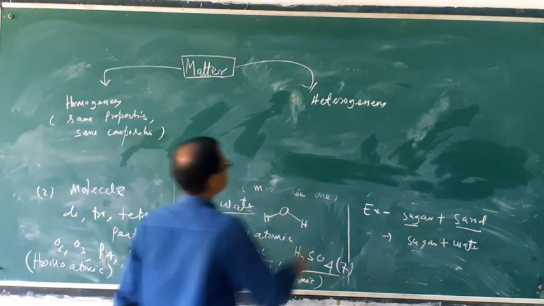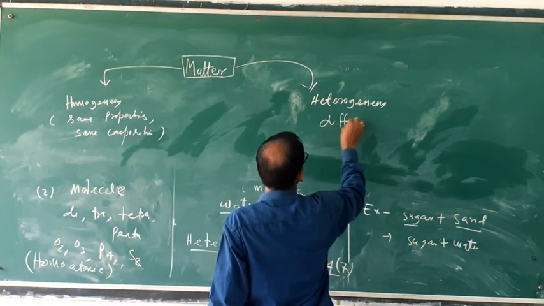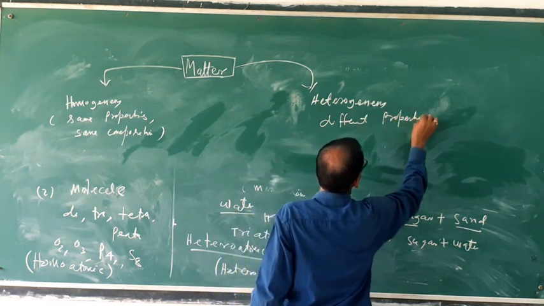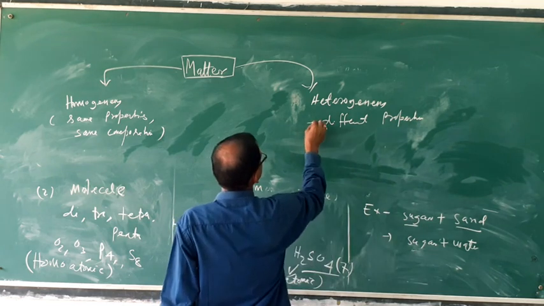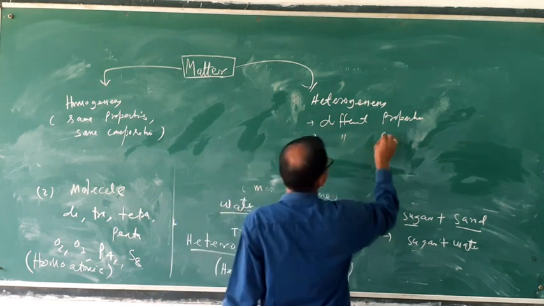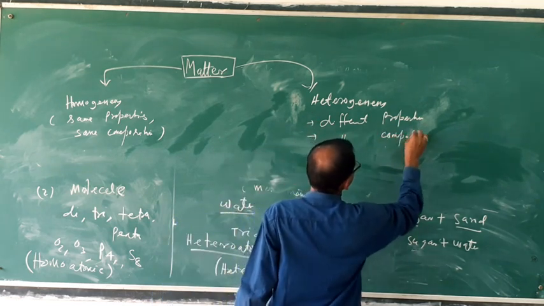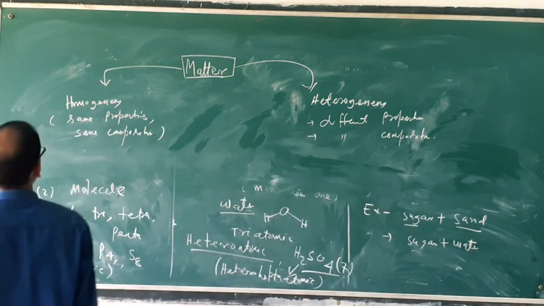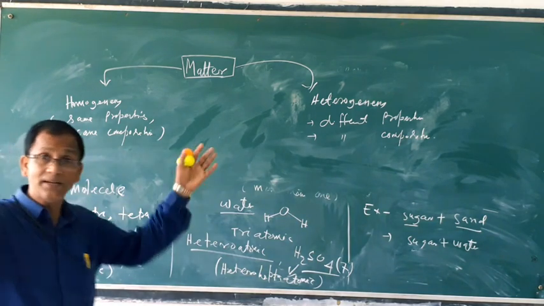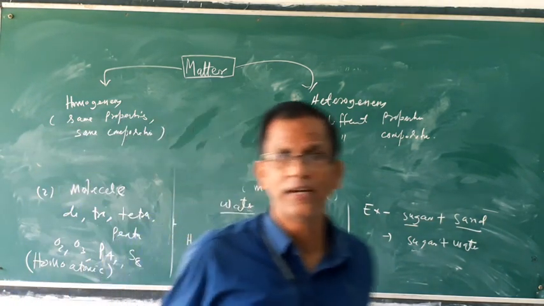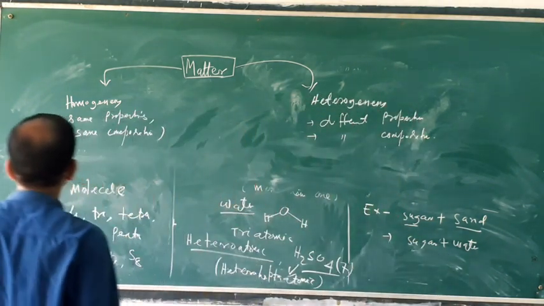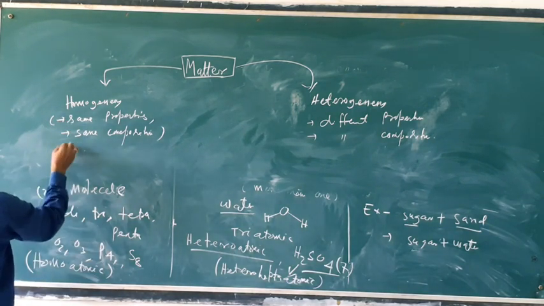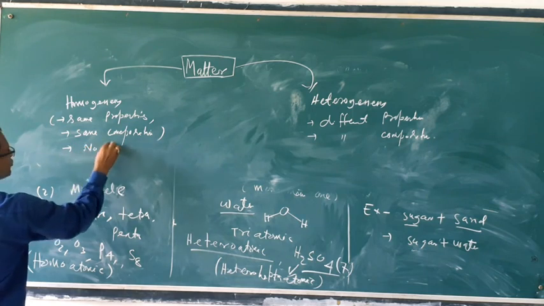Heterogeneous is just the opposite: different properties, different composition. Examples: homo means equally distributed, no separation. That means no separation.